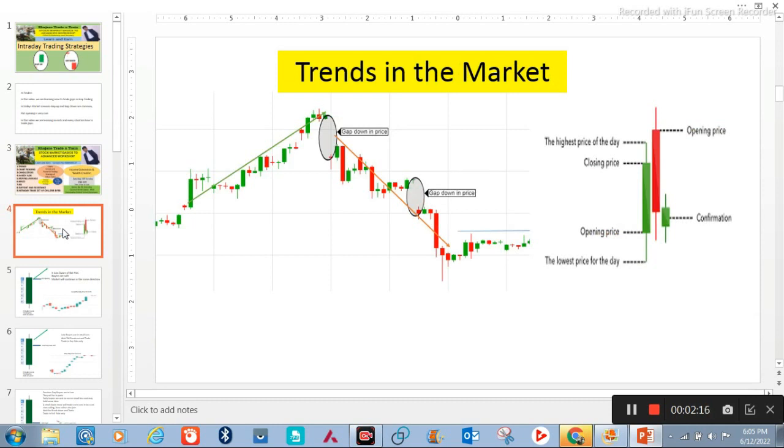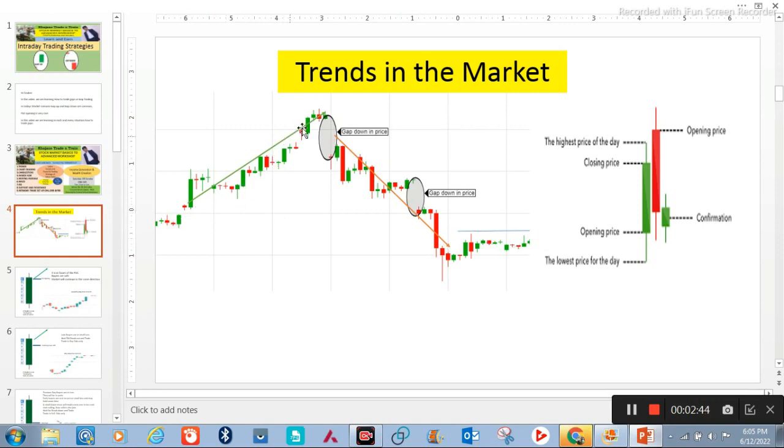Now we will go for what is gap trading. Before going to gap trading, we will learn trends in the market. What are the kinds of trends in the market? As you know, there are three types of trends. One is the uptrend, another is the downtrend, and one more is the sideways trend. We have only three: uptrend, downtrend, and sideways.